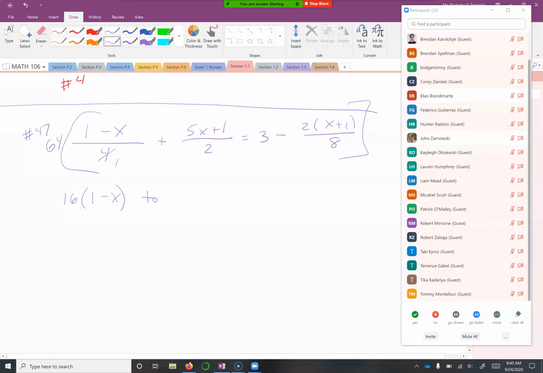All right, now we'll go to this next one. When I divide 2 into 64, I get 32. Then I'm going to do 64 times 3. I get 192 because the denominator is already 1. And then obviously this 8 goes into 64 8 times. So it's going to be minus 8 times 2 times x plus 1. All right, so that eliminated all of these fractions.